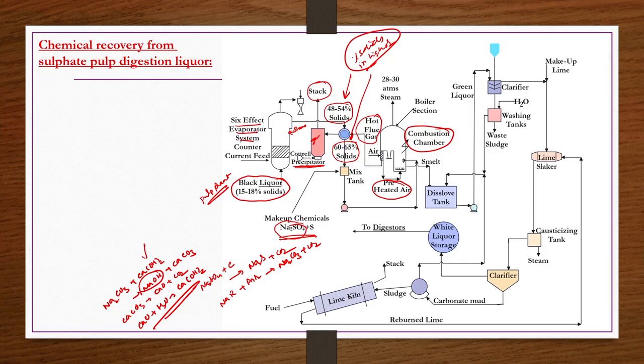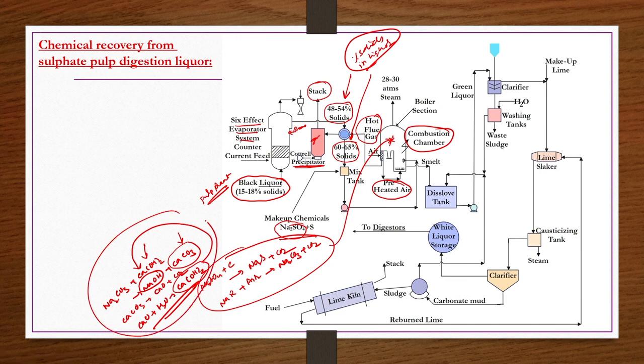But for this purpose, calcium hydroxide is required. That calcium hydroxide you also get within the process, because the calcium carbonate formed within the causticizing unit would be decomposed into calcium oxide and water, and that calcium oxide may be rehydrated to give calcium hydroxide. This calcium hydroxide you can again reuse to react with sodium carbonate to get the required NaOH for the digestion purpose. In fact, in this combustion chamber only these reactions take place, whereas the remaining reactions take place in this section.